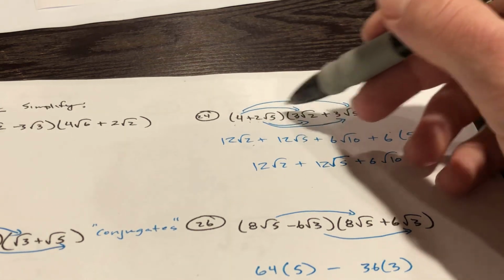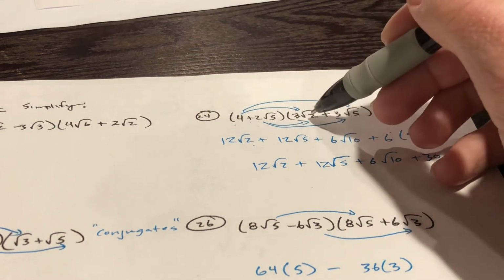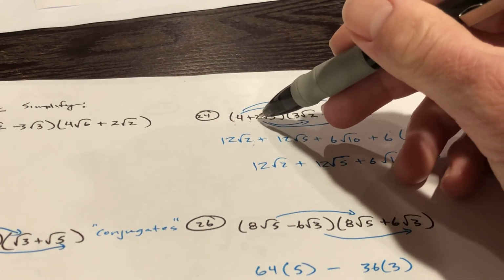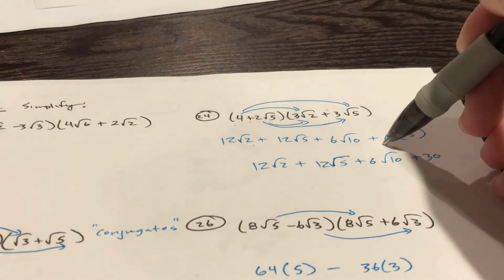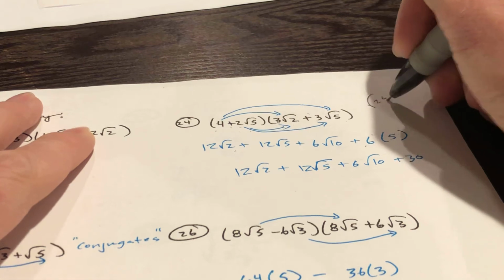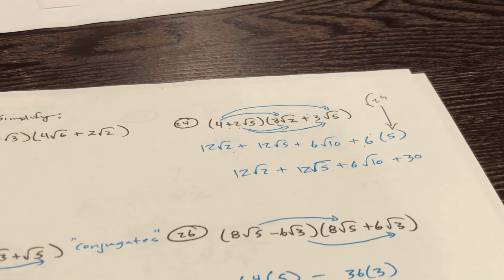Here, 2 root 5 times 3 root 2. 2 times 3 gives me 6. Root 5 times root 2 gives me root 10. That's the first time we're seeing it here. 2 times 3 gives me 6. Folks, you have root 5 times root 5. Well, that's the square root of 25, which is 5. When you have a root that is being multiplied by itself, the square root just gets eliminated, and that number falls out. So it's going to be 5. 6 times 5 is 30. And that would be my answer.